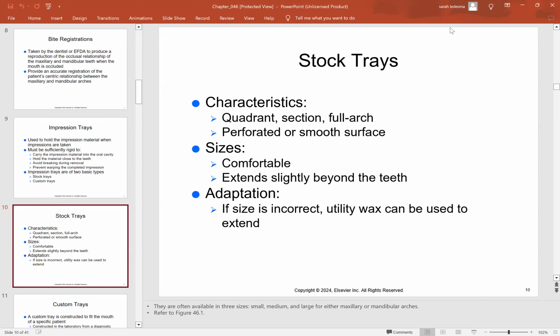With our stock trays, they do come in quadrant, section, or full arch, and they can be perforated or smooth. They have different sizes, so they're comfortable and extend slightly beyond the teeth. If the size is incorrect, what we can do is use a little piece of utility wax to extend around the borders to make it more comfortable for our patients.